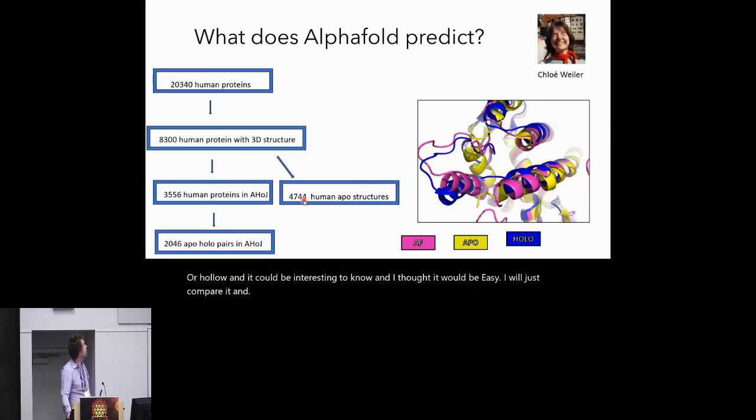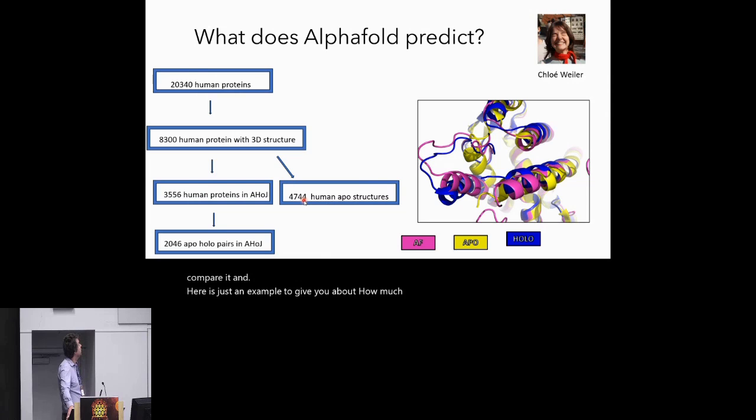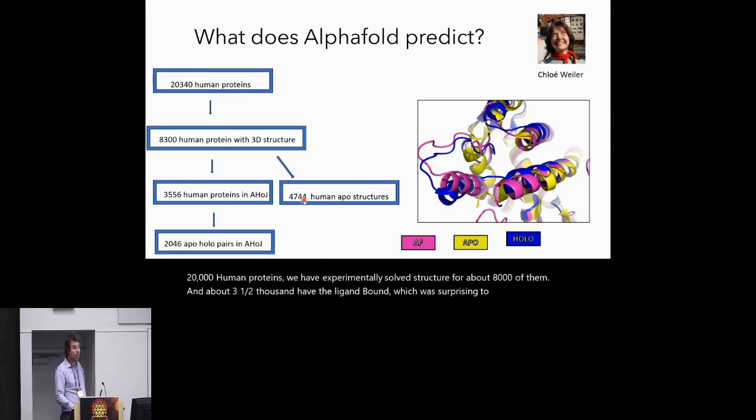Here is just an example to give you an idea about how much data we have. So there are about 20,000 human proteins, and we have an experimentally solved structure for about 8,000 of them. And about 3,500 have the ligand bound, which was surprising to me. I thought there would be many more with the ligand than without, but in the case of the human proteins, it's not like that. There are almost 5,000 without a ligand bound. We were checking it, and it looks like the algorithm is working great. And from these, we have the apo-holo pairs for about 2,000 proteins, and we are trying to process it.